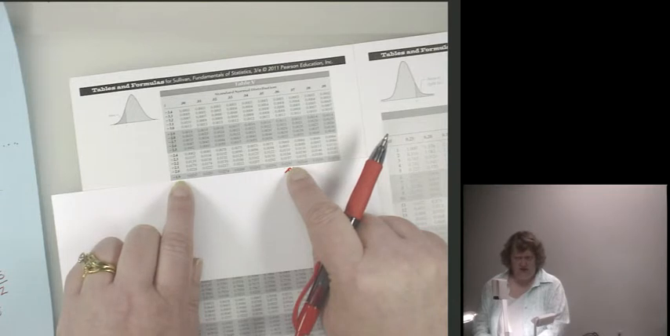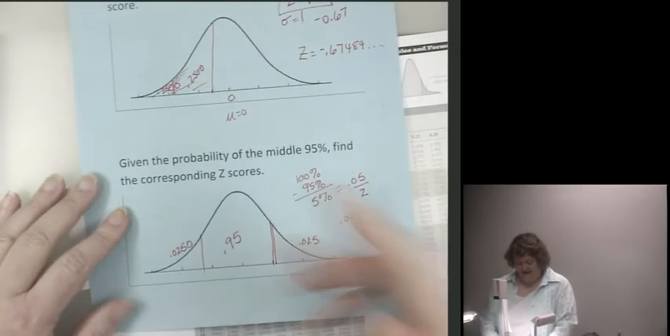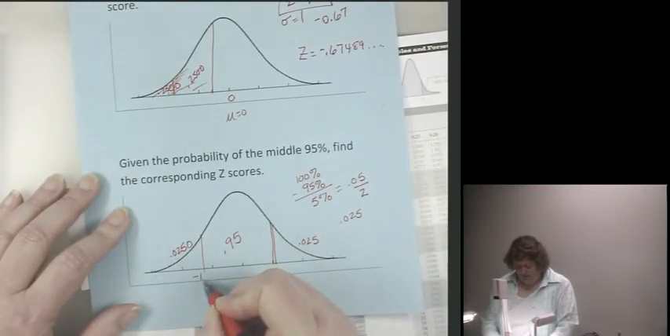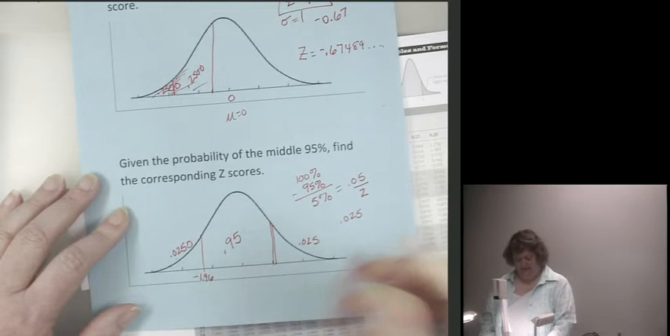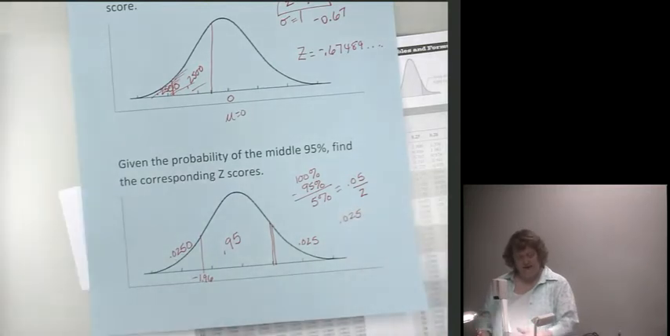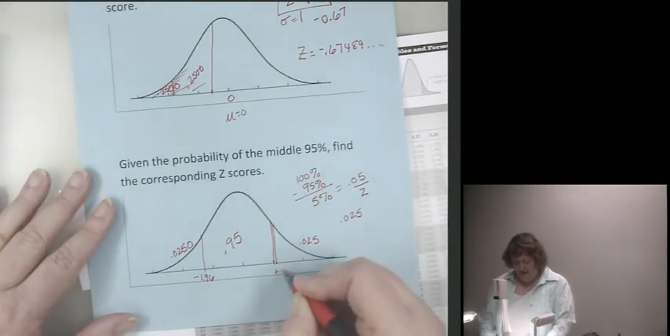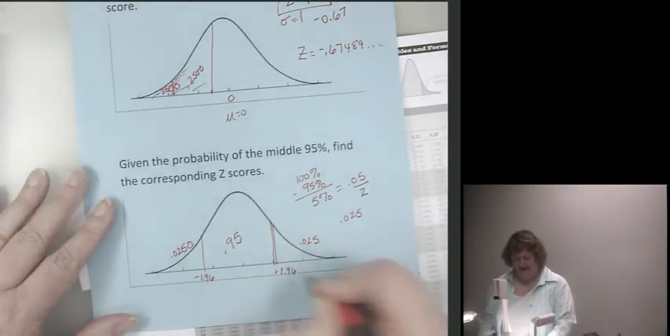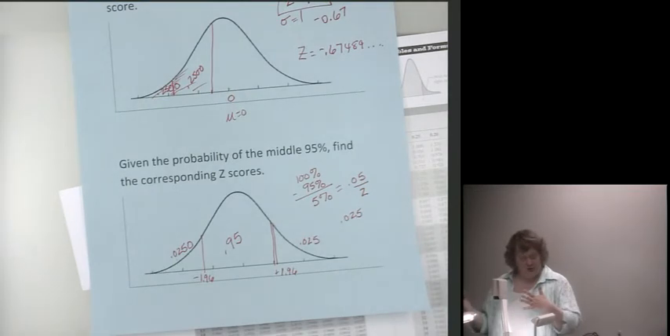I actually chose it because I knew it would be easy to find. It's one of those that's easy to find. Negative 1.96. Now to find this one on this side, it's actually going to be pretty easy because it's symmetrical. We can know that it's going to be a positive 1.96 because we have that symmetry.